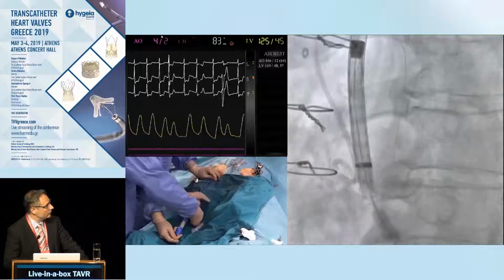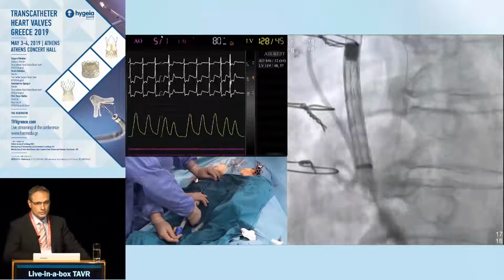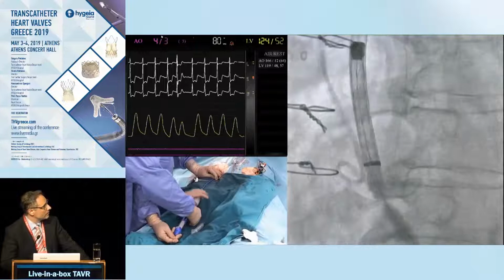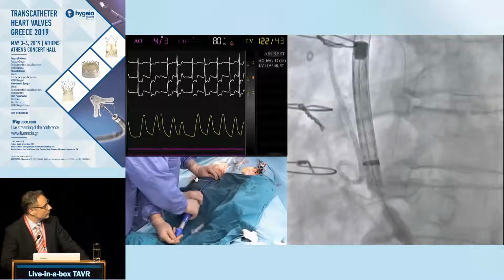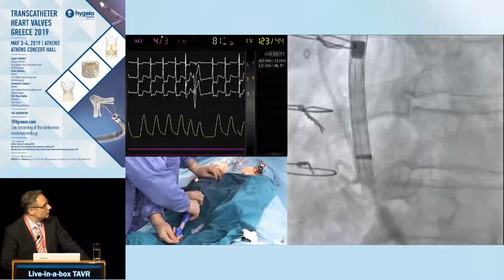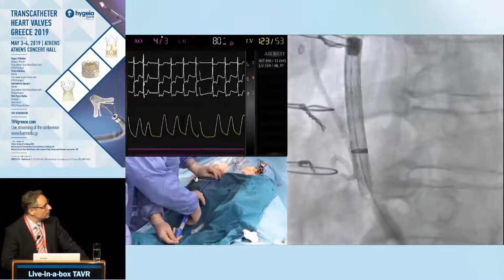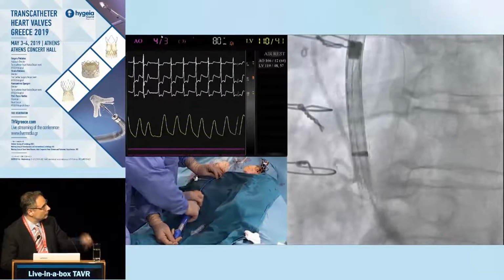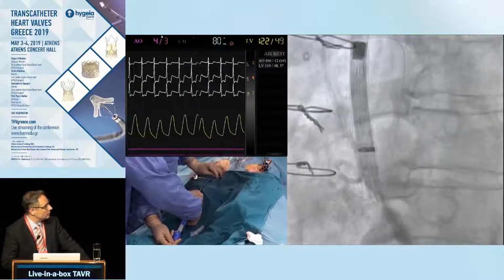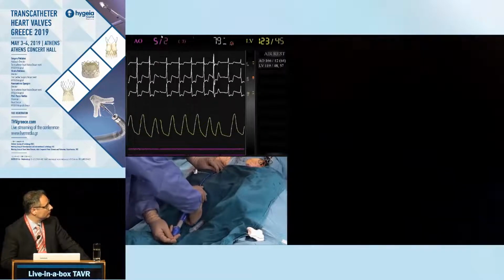We can deploy the first third slowly. We don't always need rapid pacing when we use this type of valve. We need also the pigtail as a marker. We try to stabilize the valve and to control the tension. And then we start slowly releasing and deploying the valve. You see slowly the flare coming up.